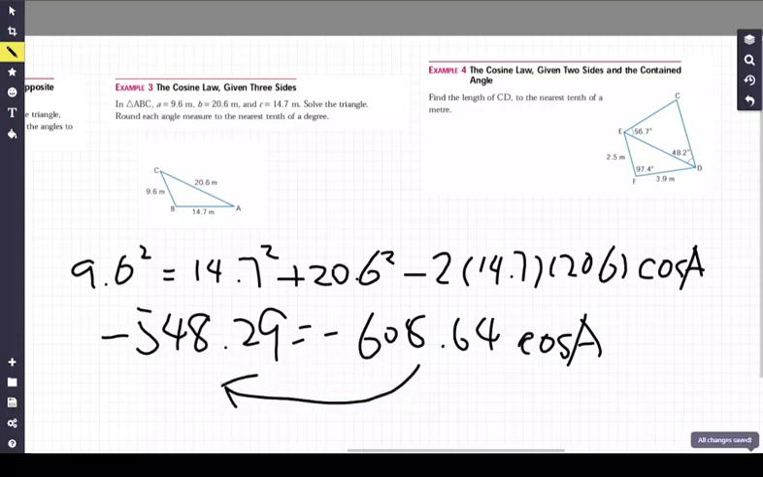So now let's divide this left side by this. So negative 548.29 divided by negative 605.64. It's going to give you a decimal number. And then we do the inverse of that, inverse cosine of that. We're going to get, for me, it was 25.135.